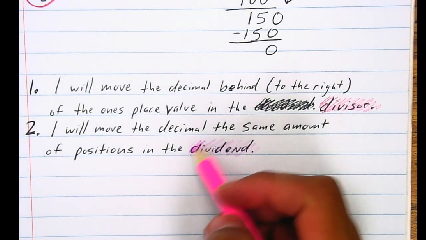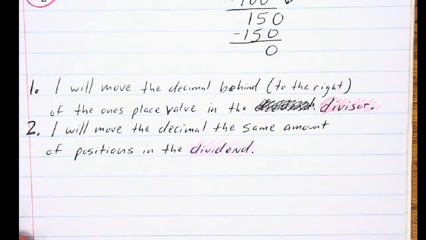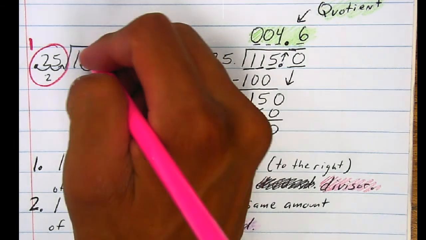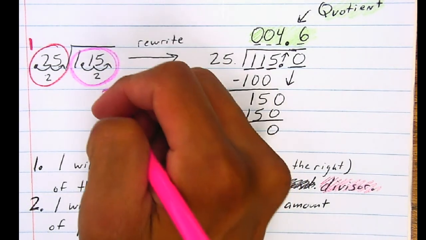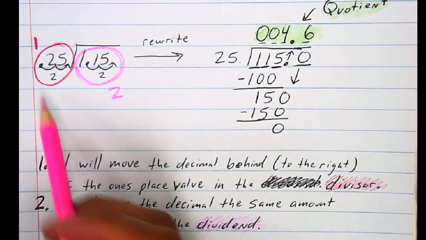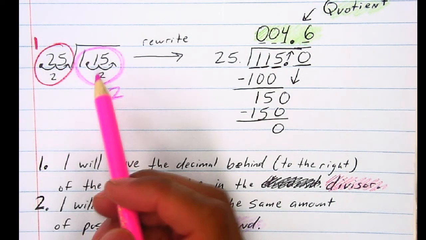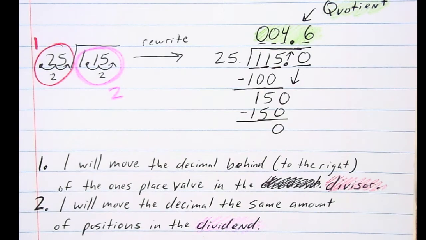Step 2, I will move the decimal the same amount of positions in the dividend. The dividend was this step right here where I'm going to move it 2 spaces as well. So this is step 2. If you move the decimal 3 spaces or 1 space here, you're going to move it the exact same amount of spaces over in the dividend.